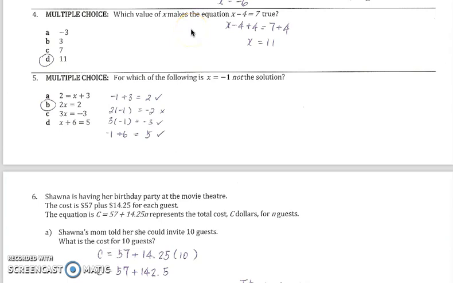So we'll pretend this is not a multiple choice question and just solve the equation x minus 4 equals 7. So we know that to isolate x, we need to undo the negative 4 by adding 4 to both sides of the equation. We have x equals 7 plus 4, or x is equal to 11. The answer is D.